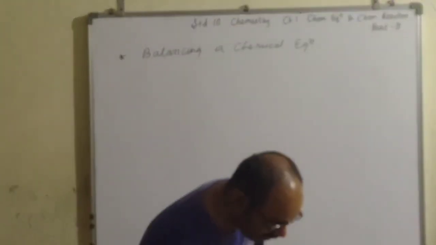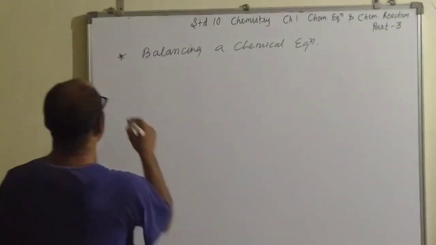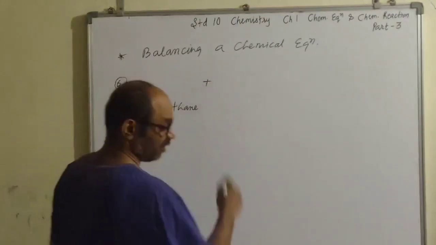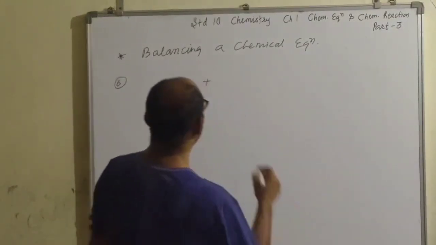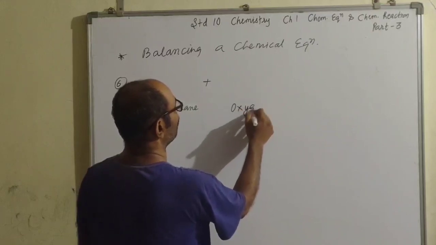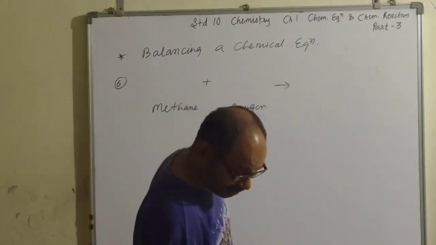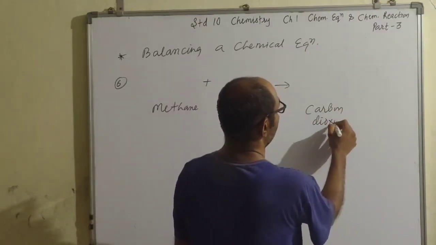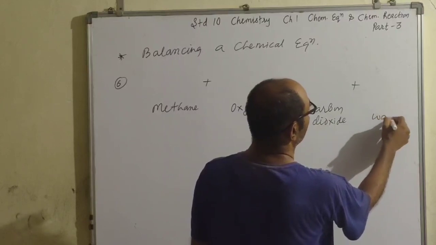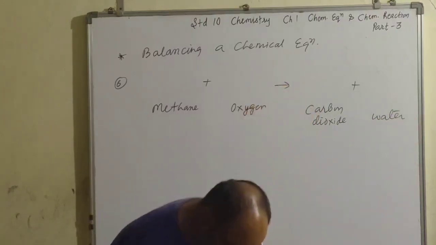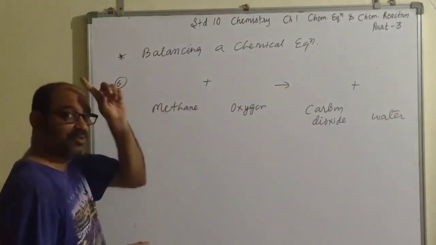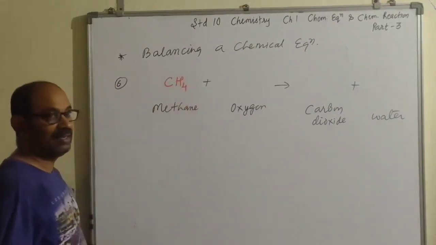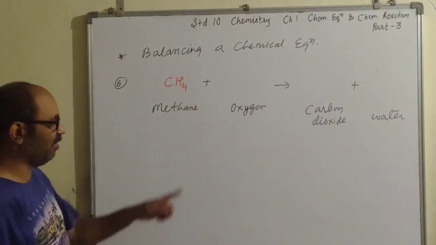Now, let's see the sixth equation. Methane, when burnt in presence of oxygen, gives carbon dioxide and water. Two products are obtained. Now I will tell you the formula of methane. This you will learn in the 5th chapter. Carbon 1 atom and hydrogen 4 atoms. CH4 is the molecular formula of methane.